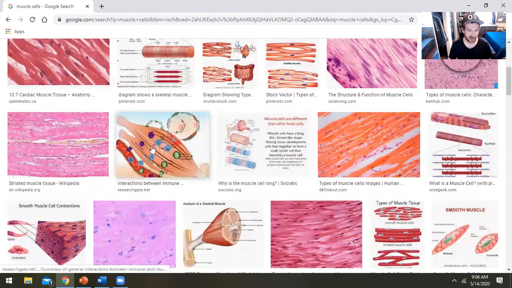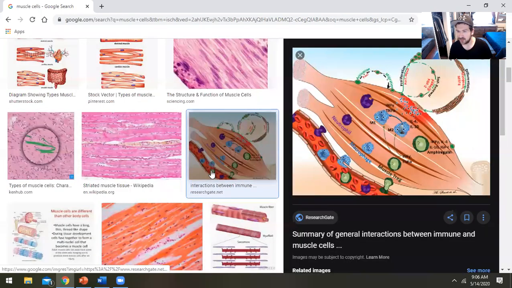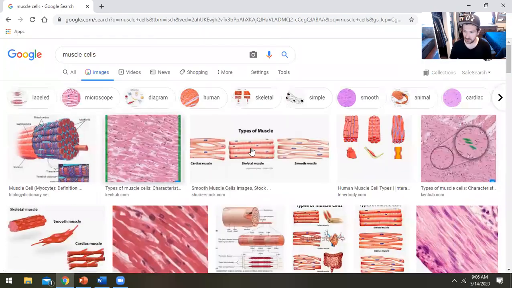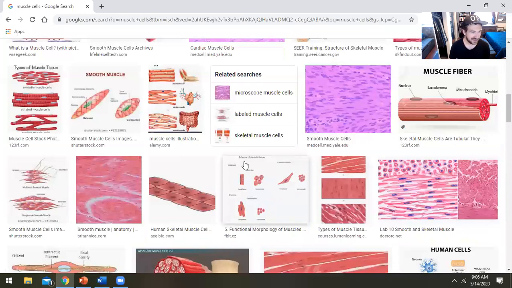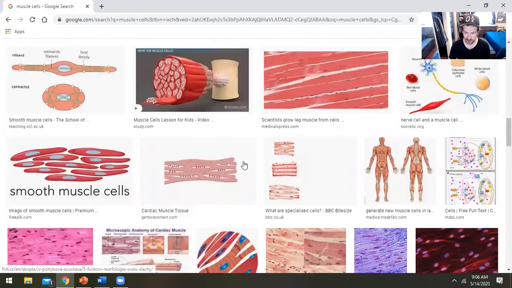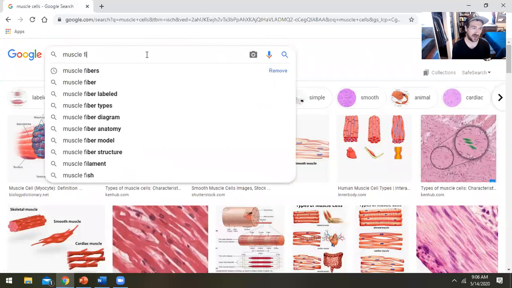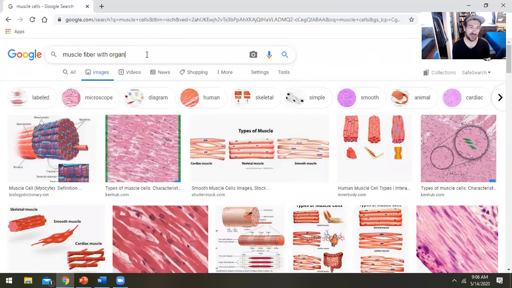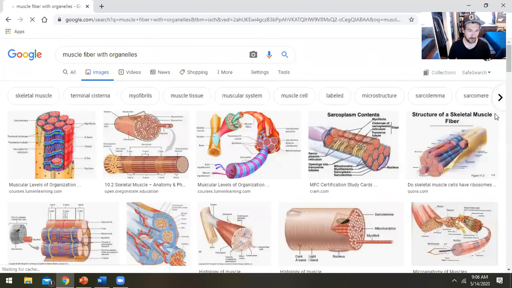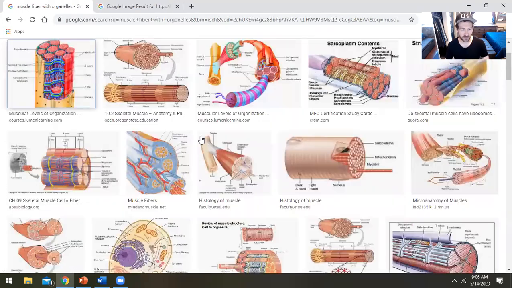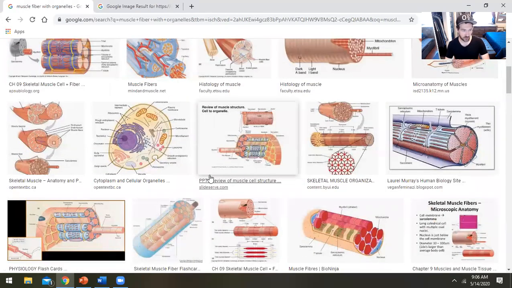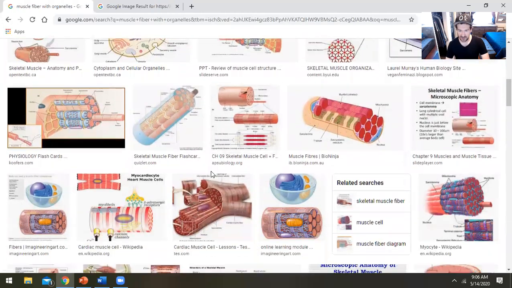you're going to see all the normal structures in there. You're going to see, hold on, I'm trying to find a picture that I want. Let's try this. Muscle fiber with organelles. That's not bad. So you're going to see a specialized version of what we normally see in a cell. Oh, there we go. Put them side by side.